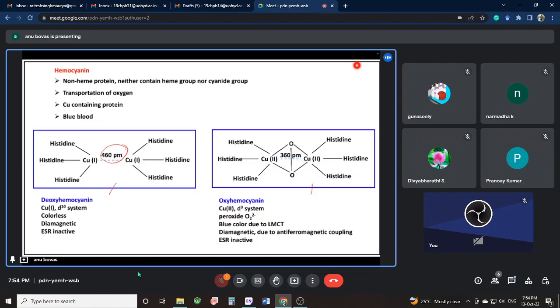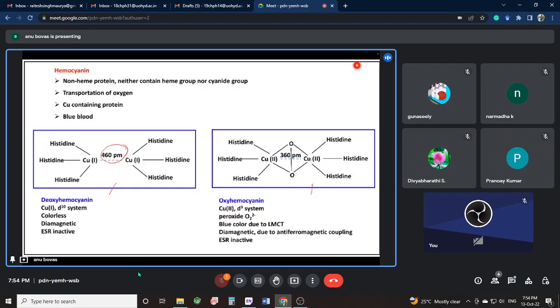Here also, due to coupling, the spin of one electron of one copper atom will be cancelled out by the spin of another electron of another copper atom, and due to which it will also become diamagnetic. So in both oxy state and deoxy state, this is diamagnetic and ESR inactive.